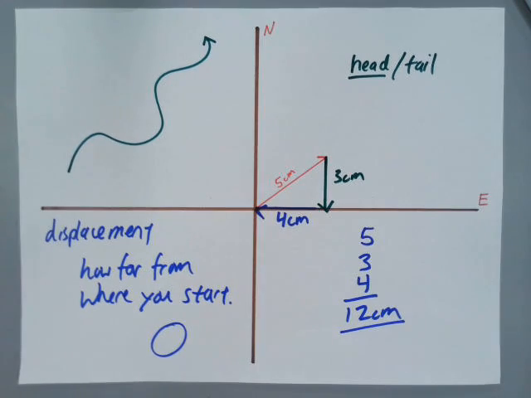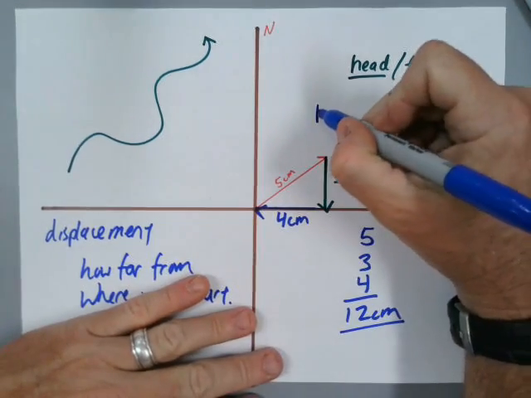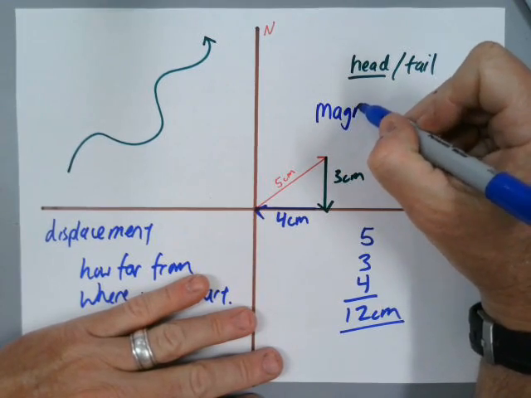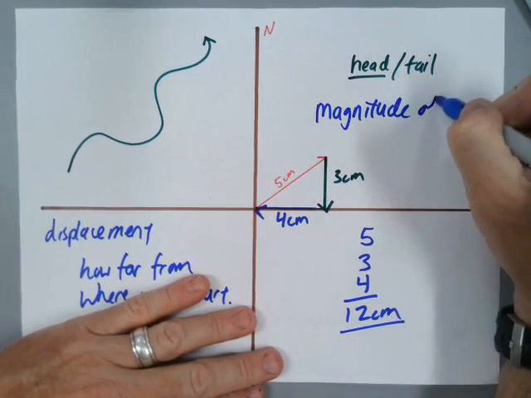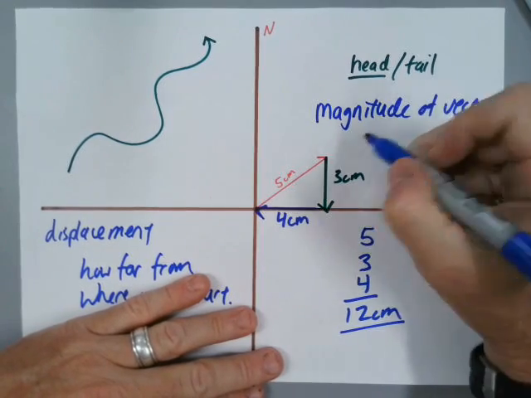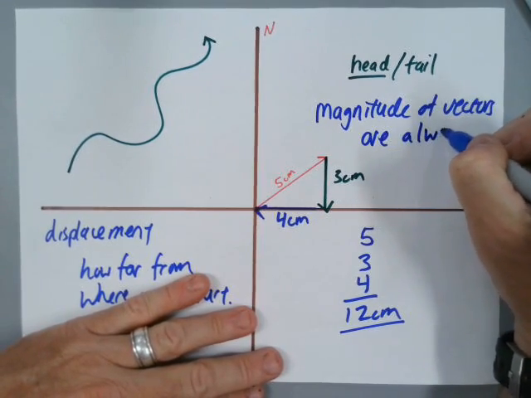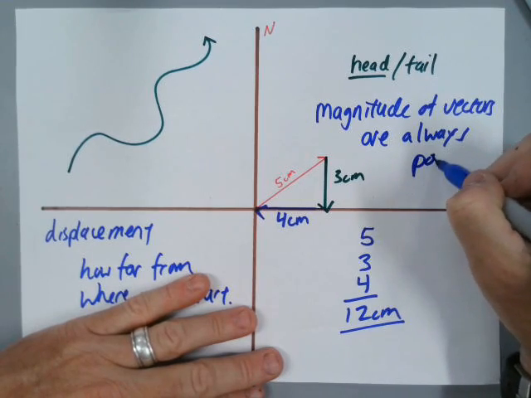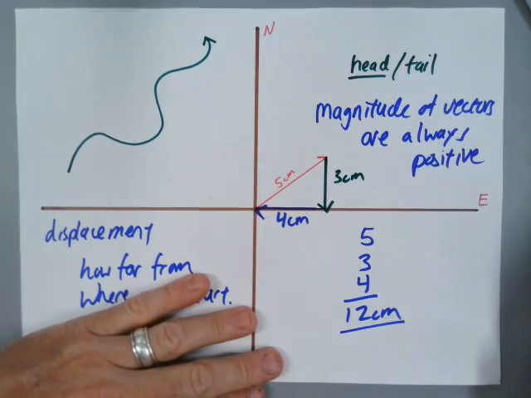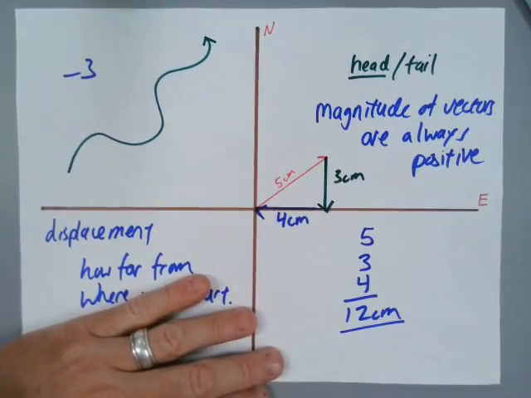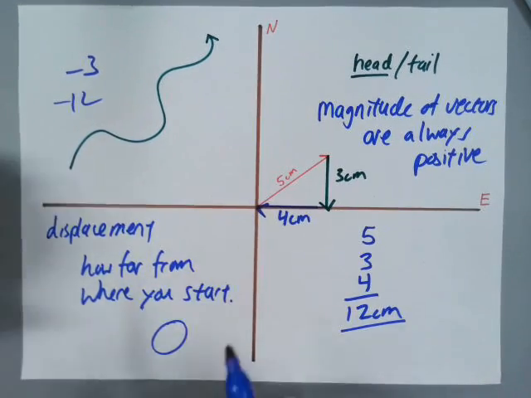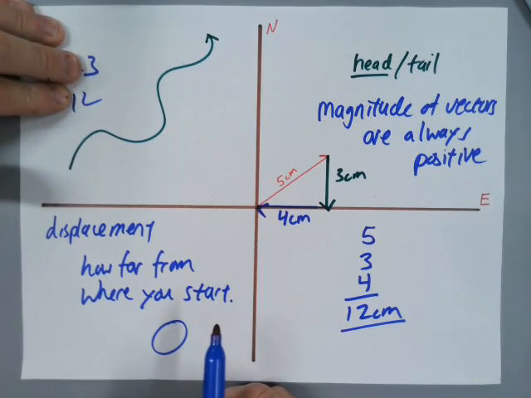And one thing I do want to point out about vectors, the magnitude of vectors are always positive values. You can't describe how big something is with a negative number. You're not -3 big. You're not -12 big. The size of the quantity is just the number. It's 3 or it's 12.